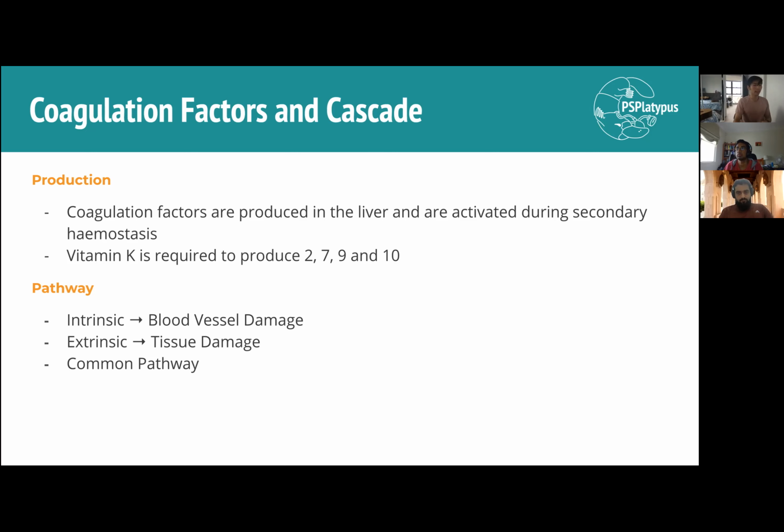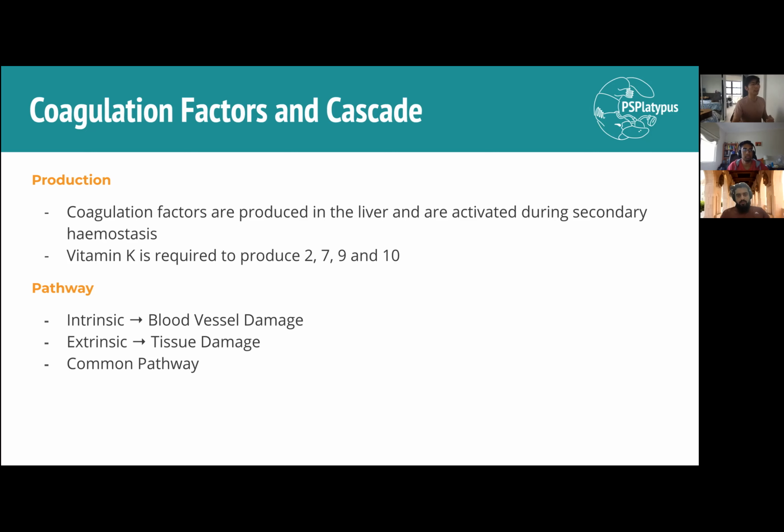And in terms of the cascade, there are two pathways, but they all converge into one common pathway. They're the intrinsic, which is initiated when blood vessels are damaged, and the extrinsic, which occurs when tissue is damaged.